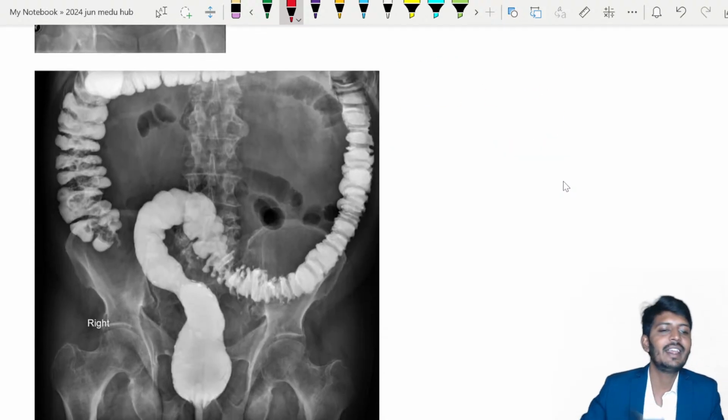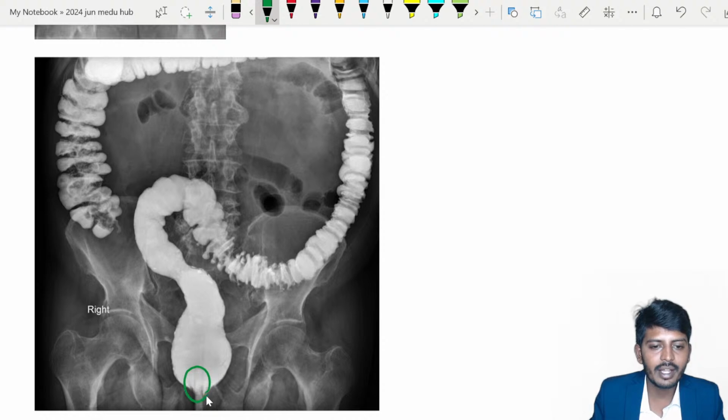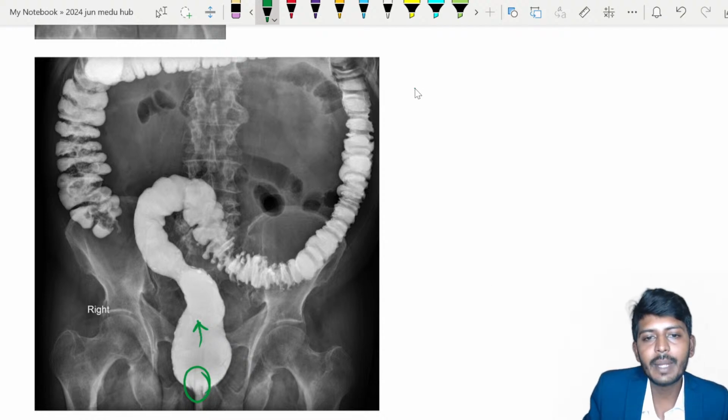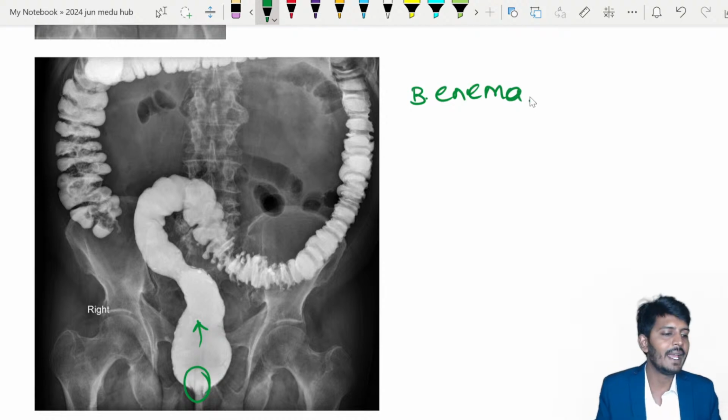Now this one is a very, very interesting image. What is happening? First and most important, look here, there is some cannulation seen around the rectum. From the rectum I'm pushing the contrast, so this will be called a barium enema.